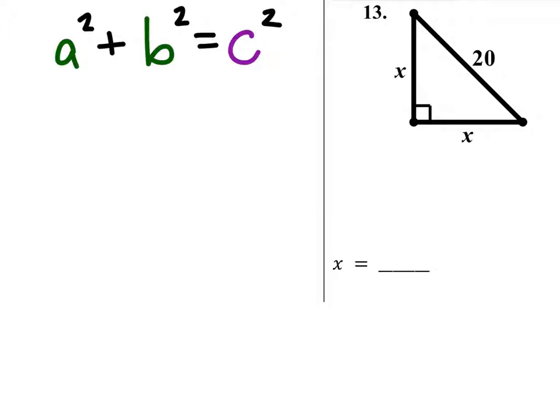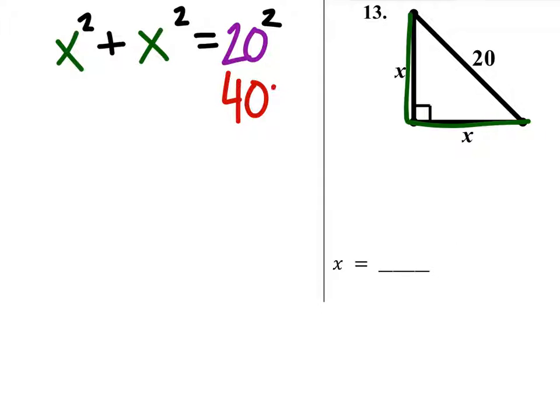A squared plus b squared is c squared. And in this case, a and b are both x's, and the hypotenuse is 20. So I'm going to replace that with 20. Well, 20 squared is 400. How do I know? Because I put it in the calculator. Now, in terms of x squareds, I've got one there and one there. That's 2 of these x squareds.